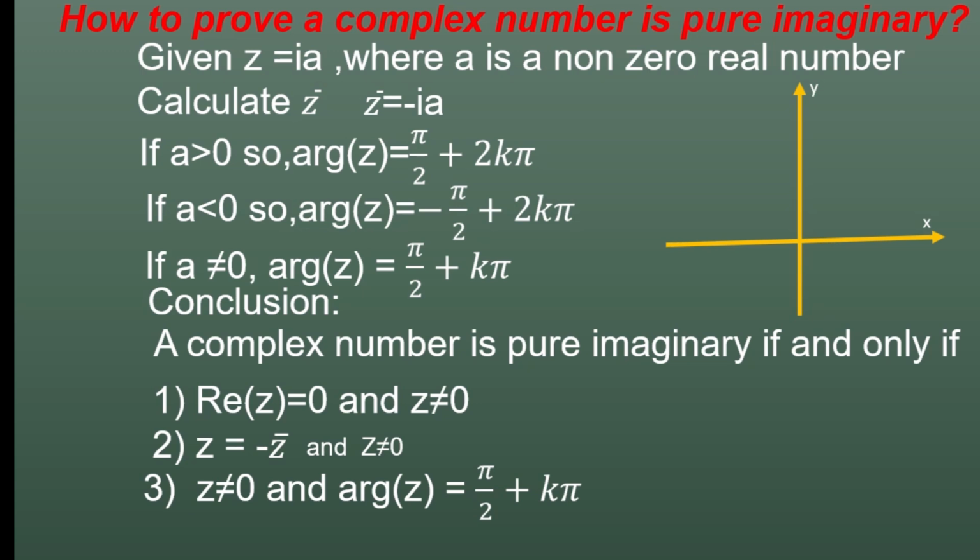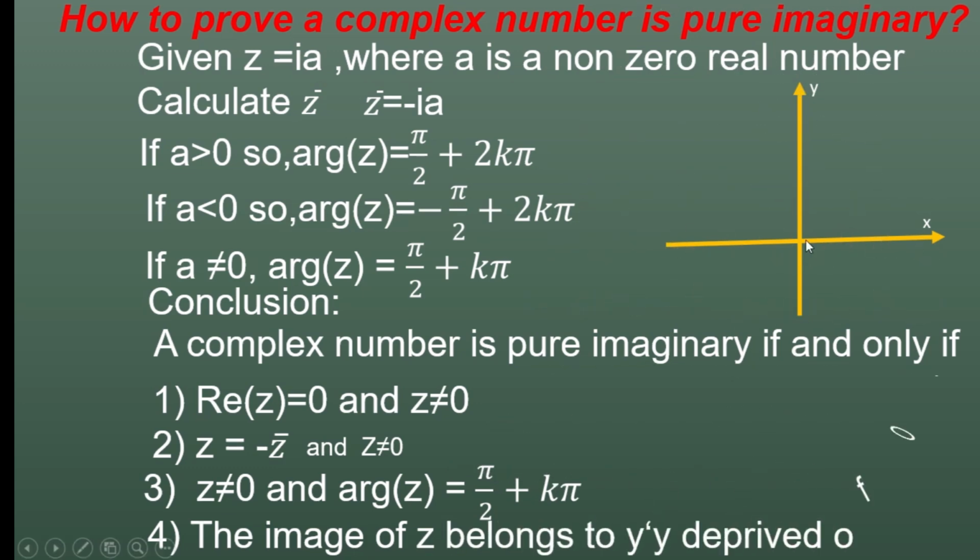Or we prove that z is different from 0 and the argument of z equals pi by 2 plus k pi. When the argument of z is pi by 2 plus k pi, then the complex number is pure imaginary. Or the image of the complex number belongs to the y prime y deprived of O, because at O the coordinates of the image are 0, 0. It means that the complex number equals 0, real.